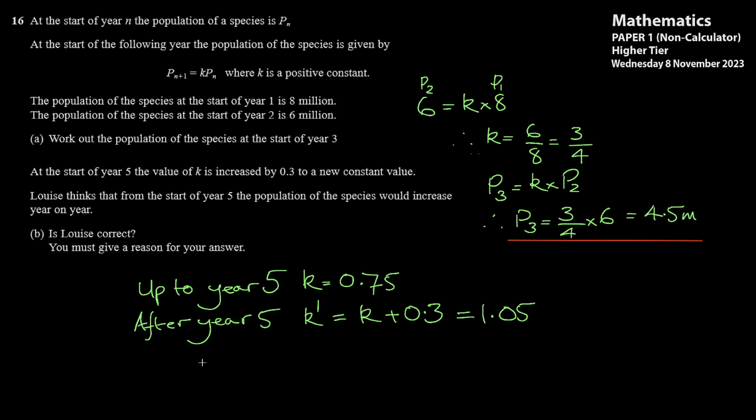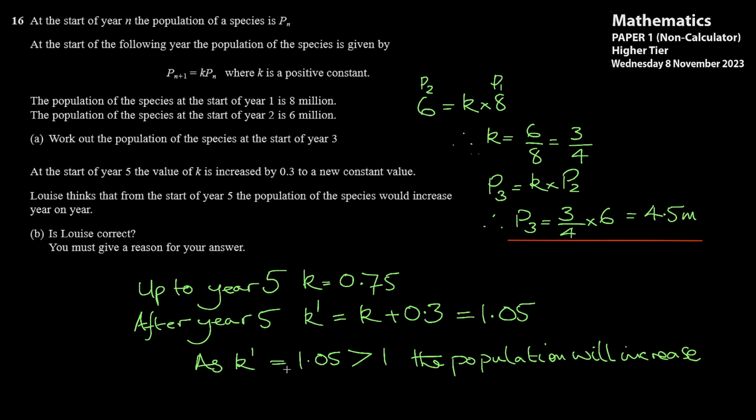Let's just write that down. As k dashed, our new value of k, is 1.05, which is greater than 1, the population will increase. And that's going to be your answer.